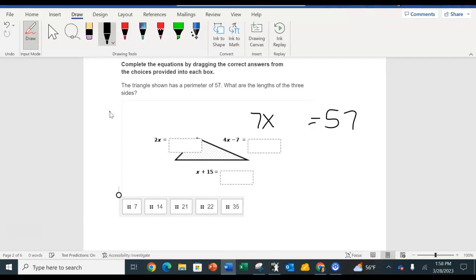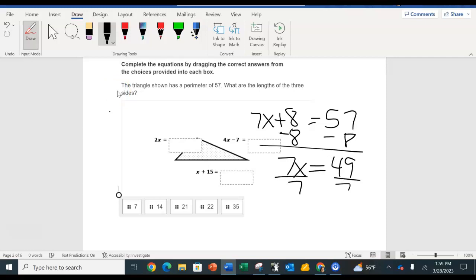So I'm just doing this in my head. You don't have to do it in your head, but just to save a little time here. 15 minus 7. Those are like terms, so we're going to combine those as well. So 15 minus 7 is 8. And then we have to just solve. So subtract 8 from both sides. 7x equals 49. Divide by 7, x equals 7.